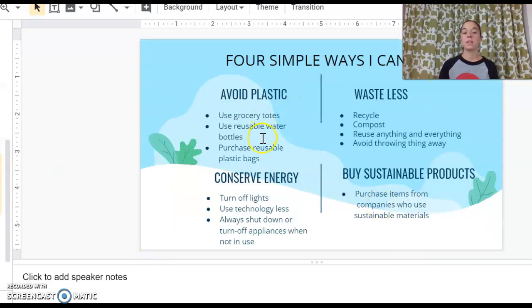Okay, then they went into this and talked about what are 4 simple ways I can help. I know my face is in the way there, but it says help. And it just breaks up the information really nicely into 4 categories. Again, this came from the articles that they read, and we'll get there next screencast, right? But this one's talking about, okay, I can avoid plastic, I can conserve energy, I could try to waste less, and I can buy sustainable products. It gives 4 very easy kind of solutions or answers to their bigger question that they started at the beginning.